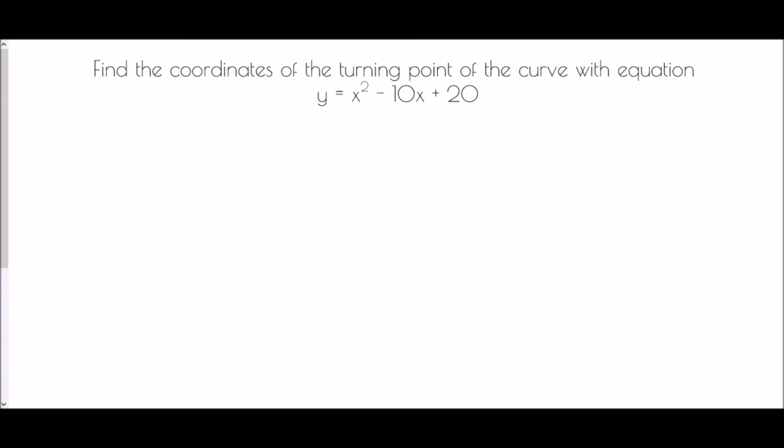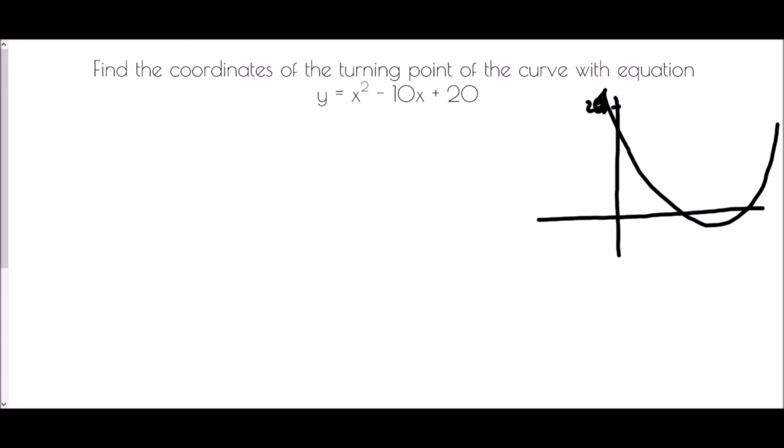Find the coordinates of the turning point of the curve with equation y equals x squared take away 10x plus 20. Again, a little sketch of this would show us that, first of all, it crosses at +20. So, like that. It's going to be a U shape, and it's going to look sort of like that when we draw it. So let's see if we can find that minimum point, this position where it is turning. So let's go to the completed square form.